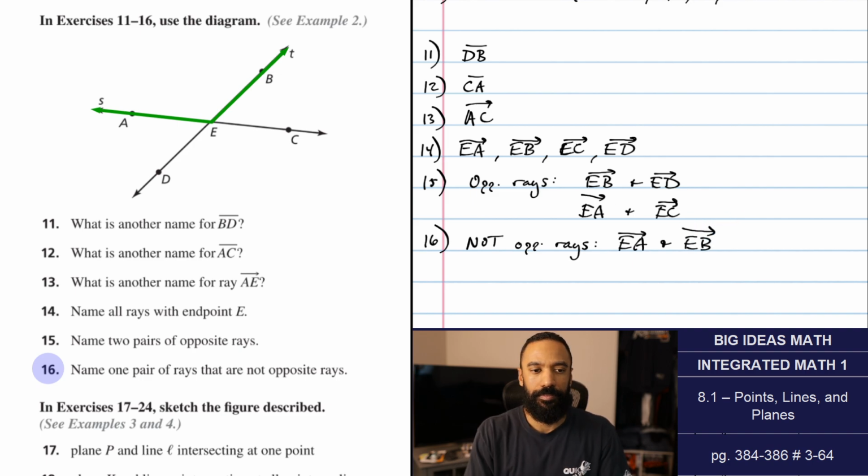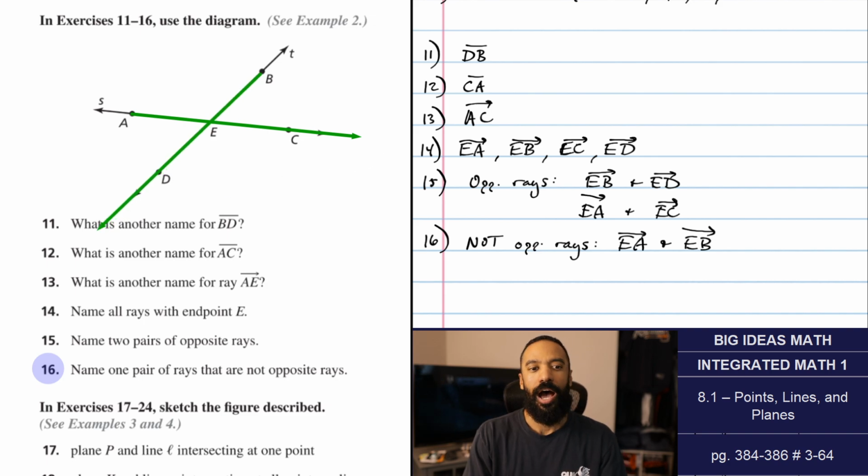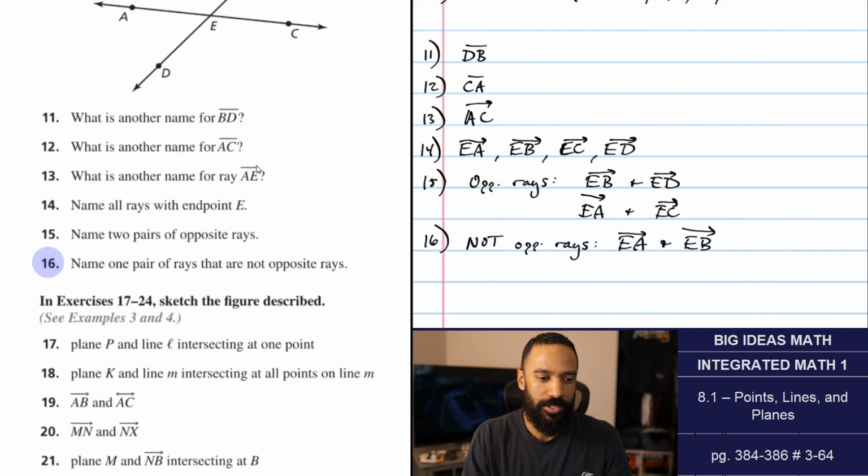Now, here are also non-opposite rays. AC and BD, right? If I do this, these are not opposite rays either, okay? I think they're kind of talking about ones that share the same endpoint, though. So you can make sure that you aren't confusing yourself with what does work and what doesn't.